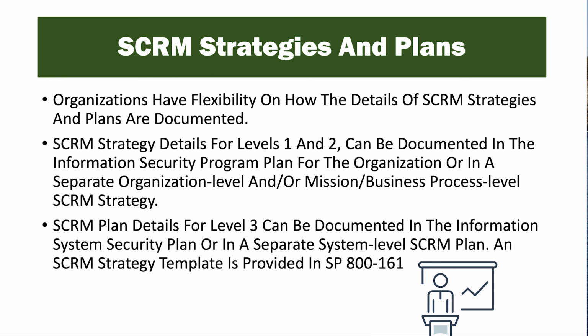SCRM strategies and plans. Organizations have flexibility on how the details of supply chain risk management strategies and plans are documented. SCRM strategy details for levels 1 and 2 can be documented in the Information Security Program Plan for the organization, or in a separate organization level and or mission business process level SCRM strategy. SCRM plan details for level 3 can be documented in the Information System Security Plan or in a separate system level SCRM plan. An SCRM strategy template is provided in Special Publication 800-161 for your use.